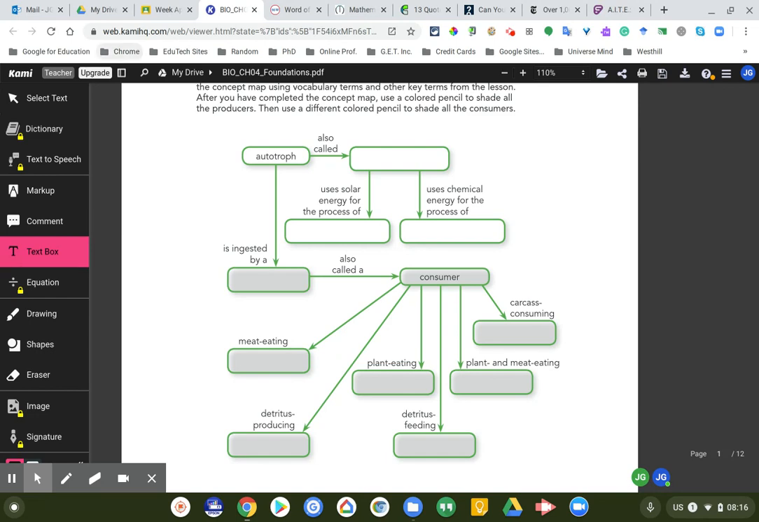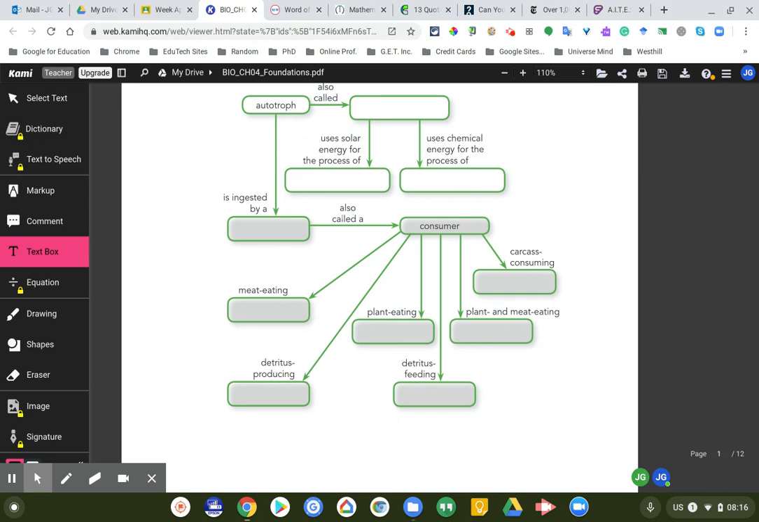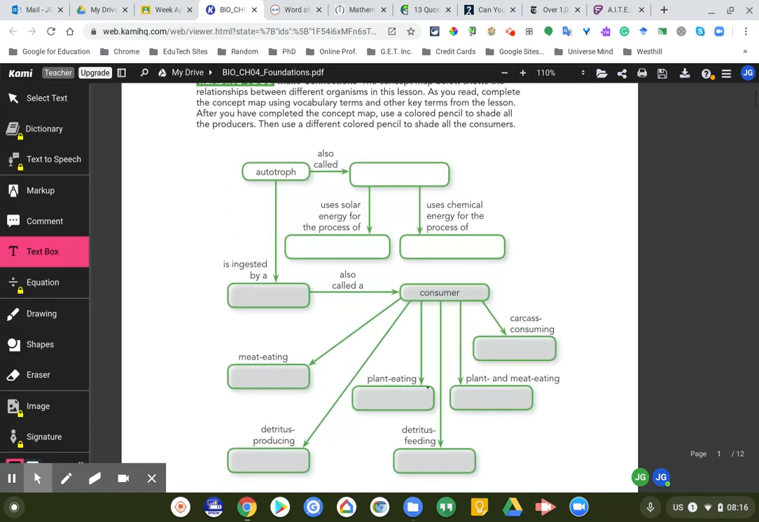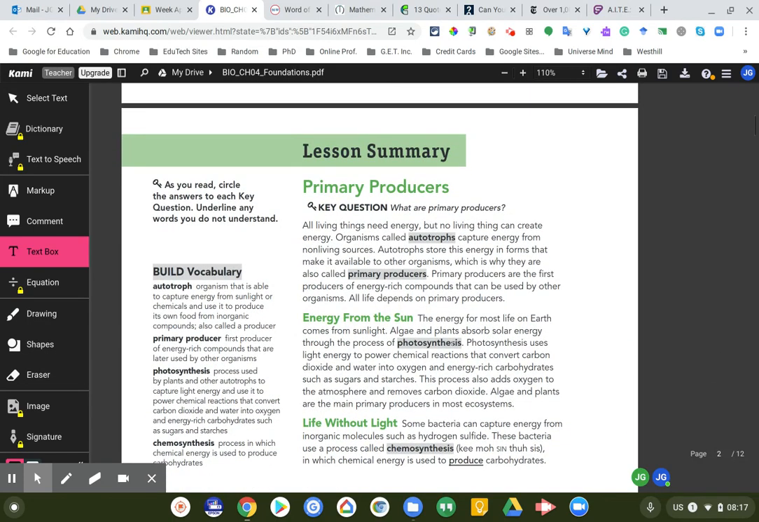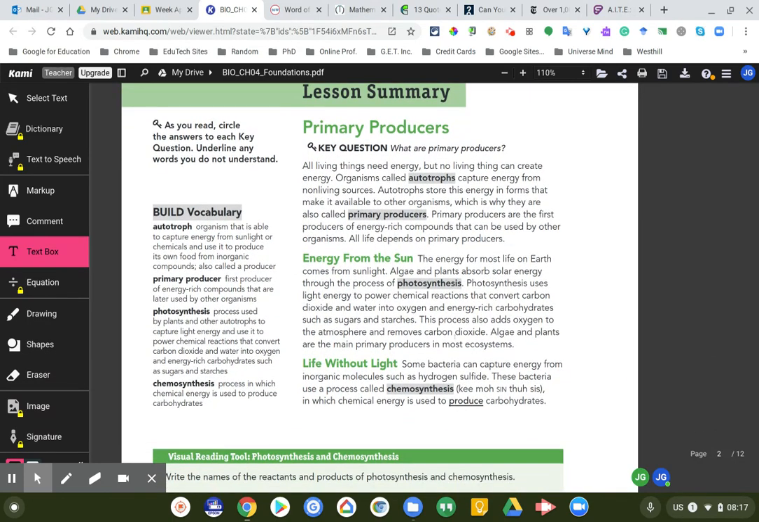Okay, so we have some words up here, autotroph. We need to know what these words are. Uses solar energy for the process of blank. Uses chemical energy for the process of blank. Is ingested by a blank, also called a blank. Carcass consuming, meat eating, plant eating, plant and meat eating, detritus producing, detritus feeding. Okay, so there are no answers on this page, so I'm going to scroll down. And probably going to have some initial answers on this page here.